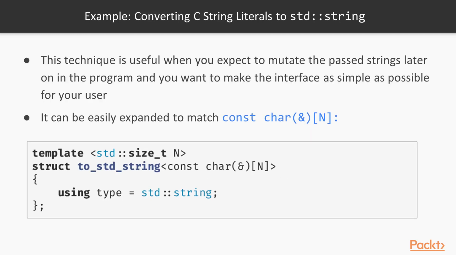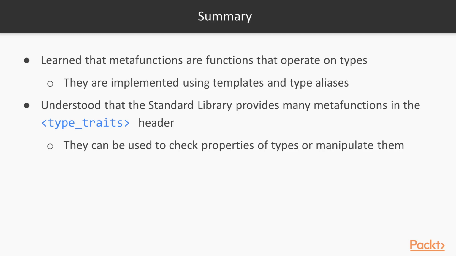This kind of technique is useful when you expect to mutate the passed string later on in the program, and you also want to make the interface as simple as possible for your user. And it can easily be expanded to match const char arrays, and also references to const char arrays, by simply providing another specialization that's templatized on a size_t N and matches references to const char arrays. Note that std::string is not a zero-cost abstraction over string literals, so only use this if you want to make your program simpler and you know that you're going to have to deal with std::strings later on anyway. Here's a recap for this video.